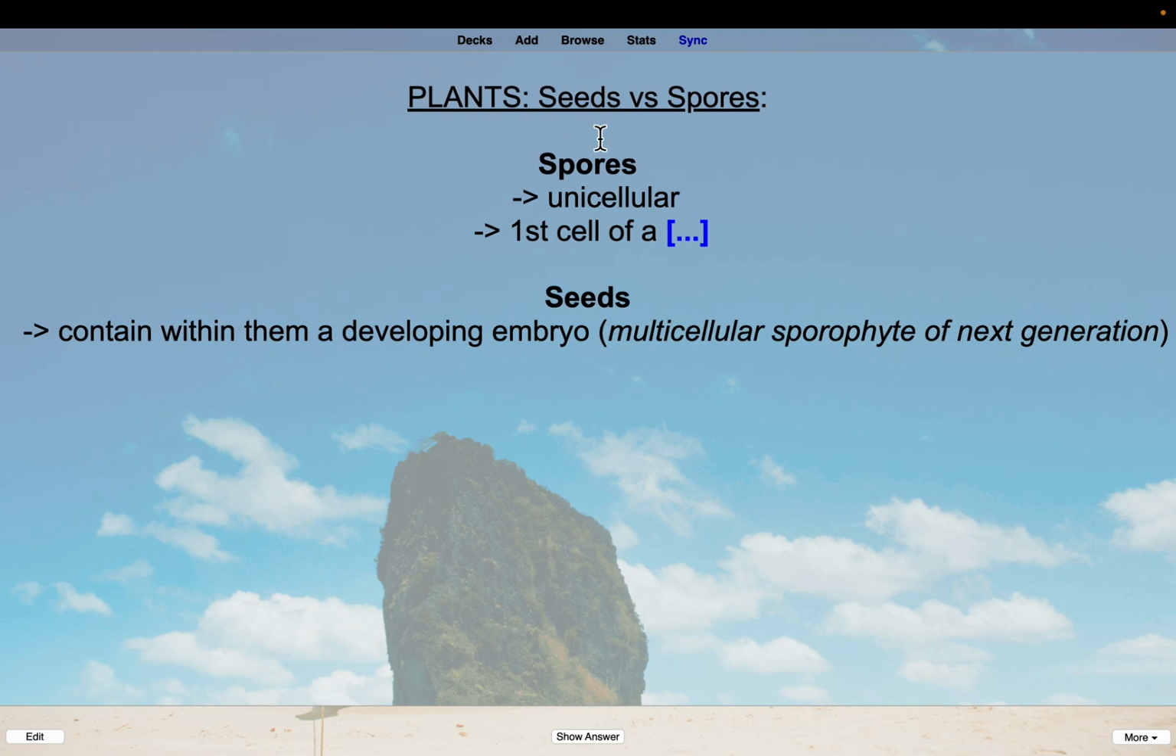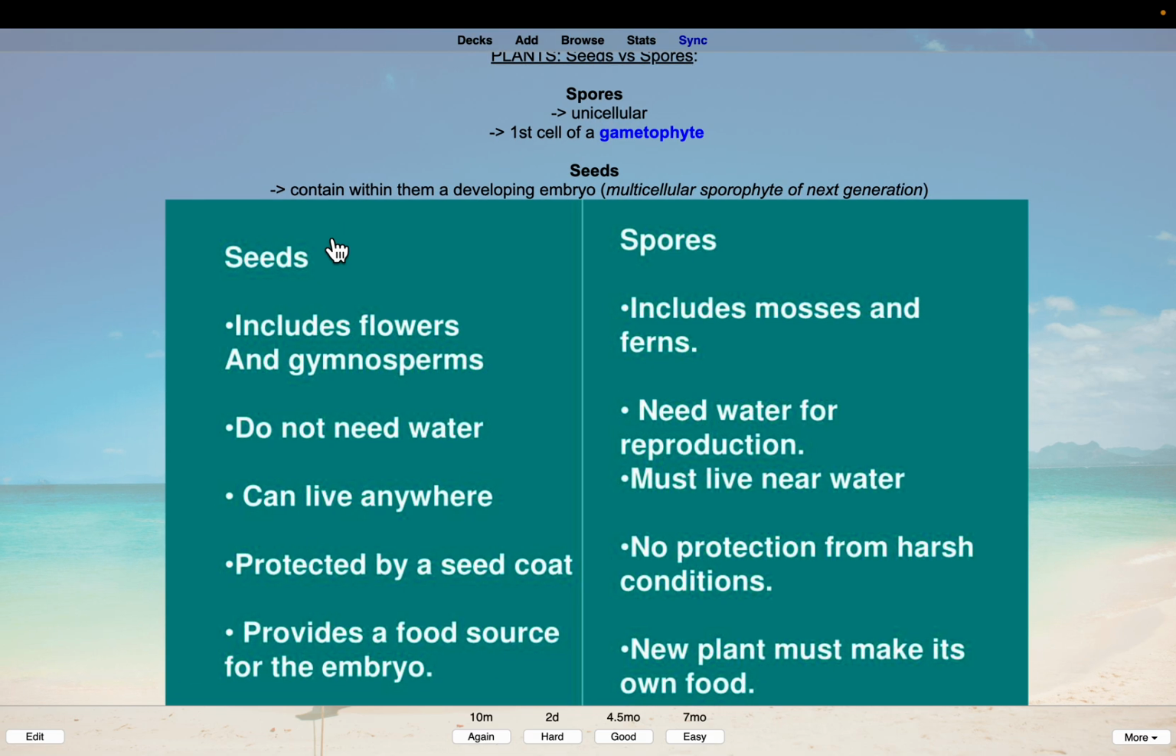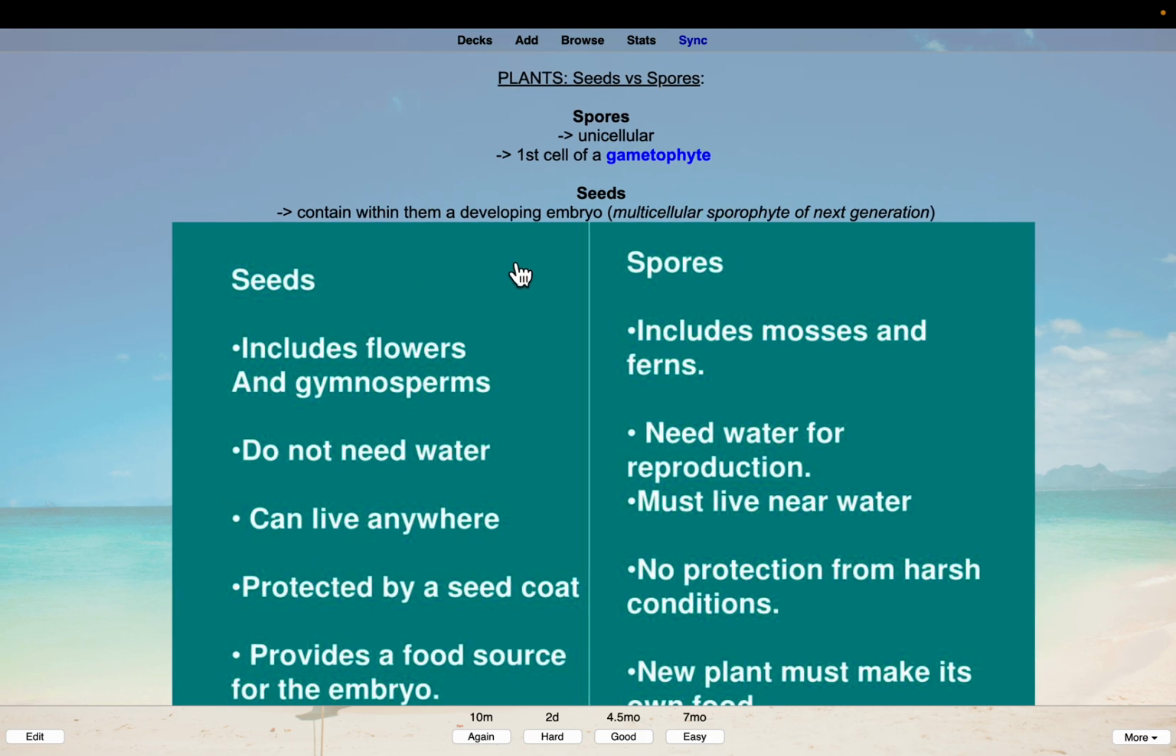Okay, plants. Seeds versus spores. For spores, they are unicellular and they are the first cell of a gametophyte. For seeds, they contain within them a developing embryo. So when we say embryo, that's already associated with seeds.